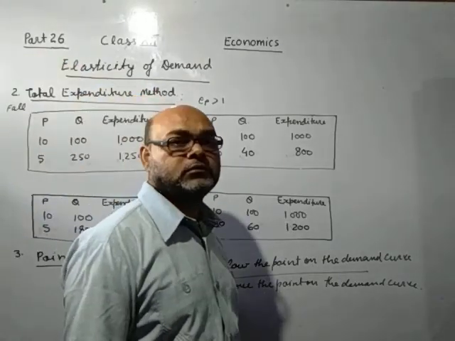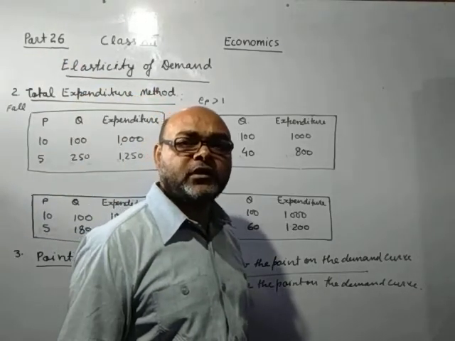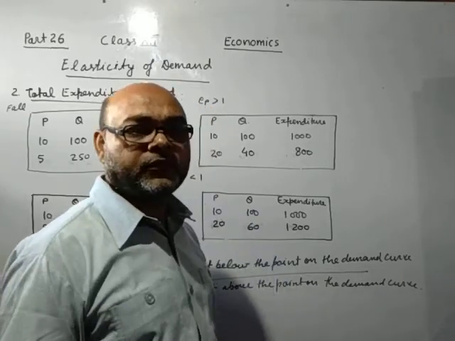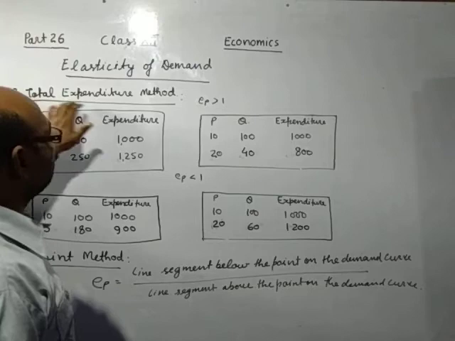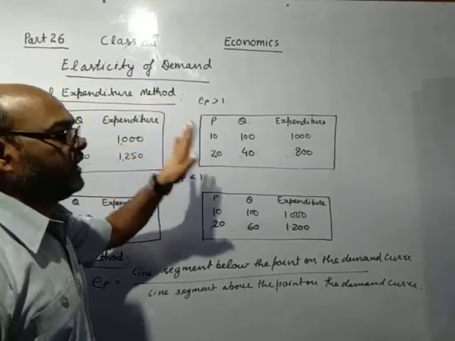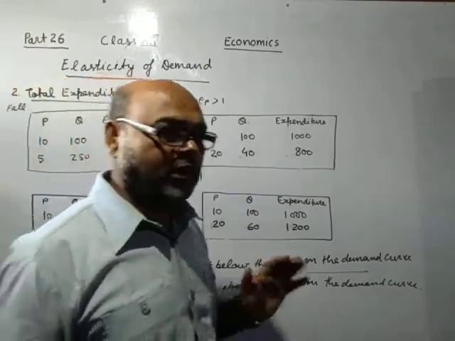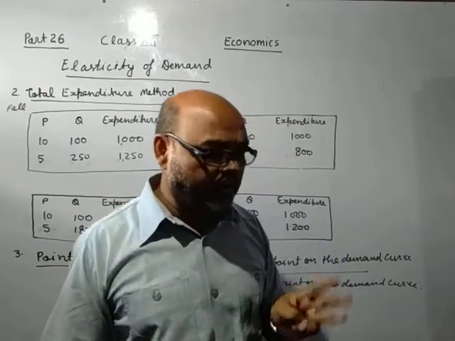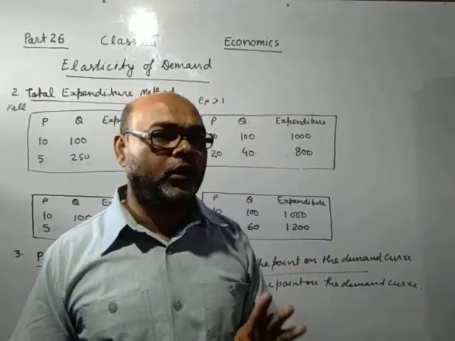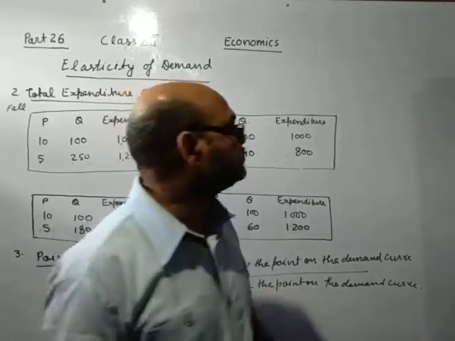First, the percentage or proportionate method we have discussed in the previous video. Now, the second method, the total expenditure method. In the total expenditure method, elasticity of demand is only of three types.